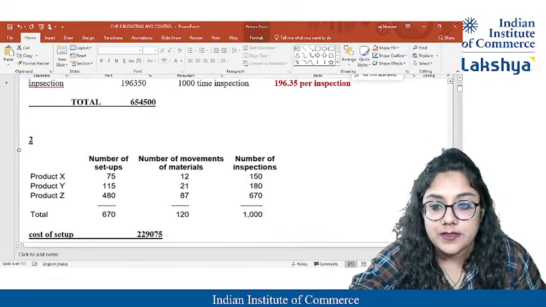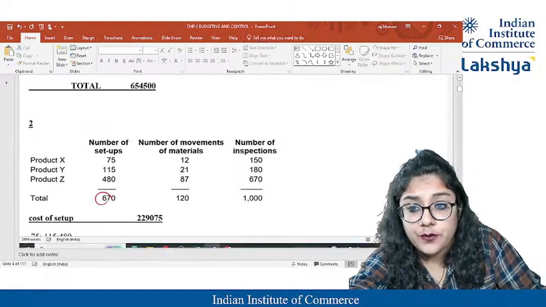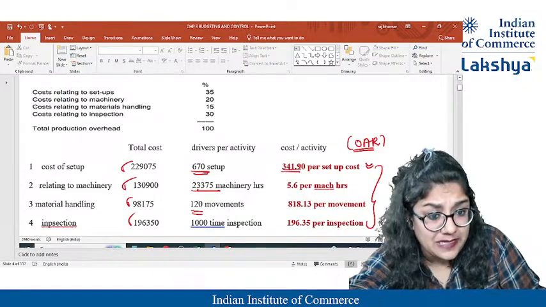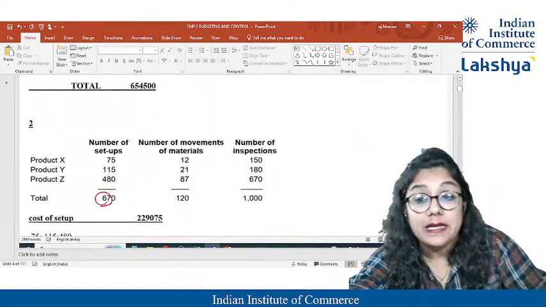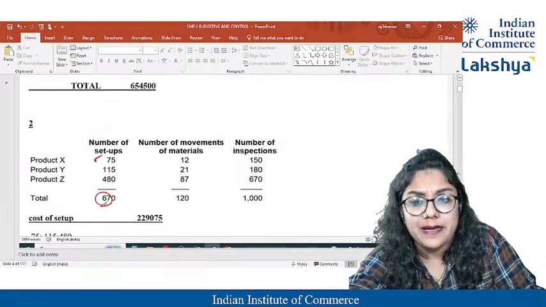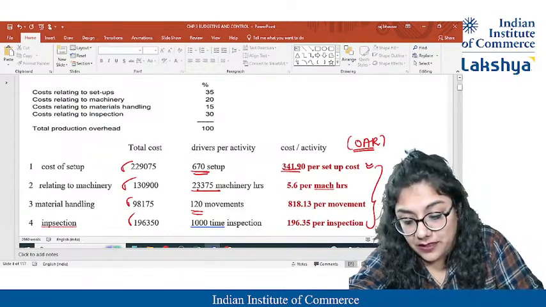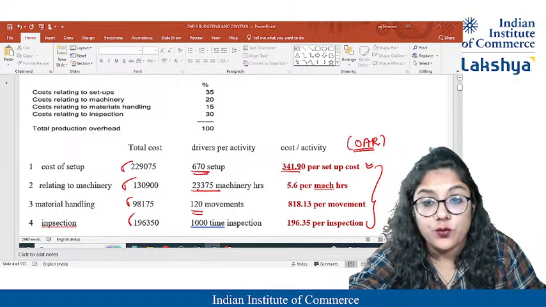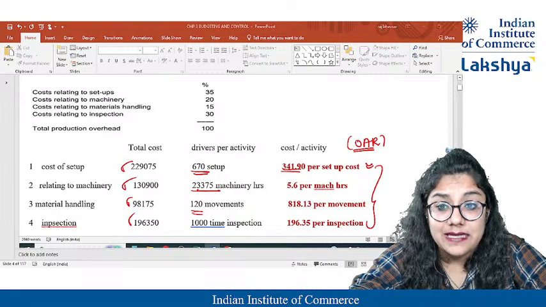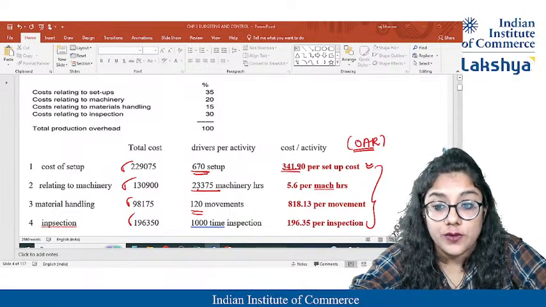Students, these are the number of setups which is given. Total setups are 670. So what is the cost of setup? Per setup is 341. Can you tell me how many setups there are for product X? You can multiply 75 with 341. Am I getting 25,575 or something around that? Yes, guys. So every time I do it like that, I get the total for the units.